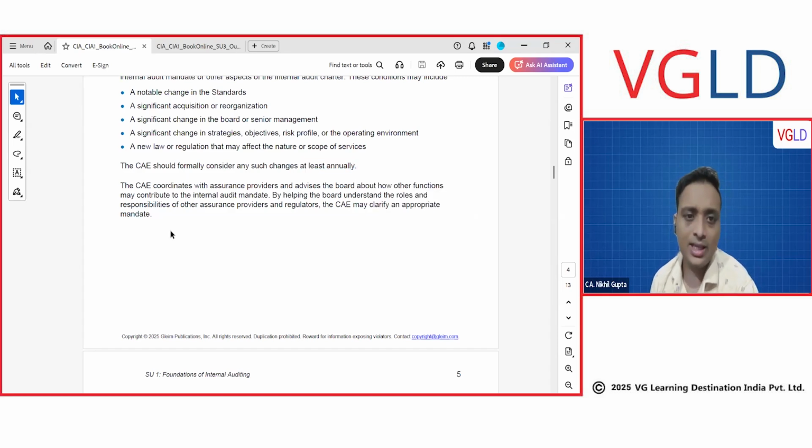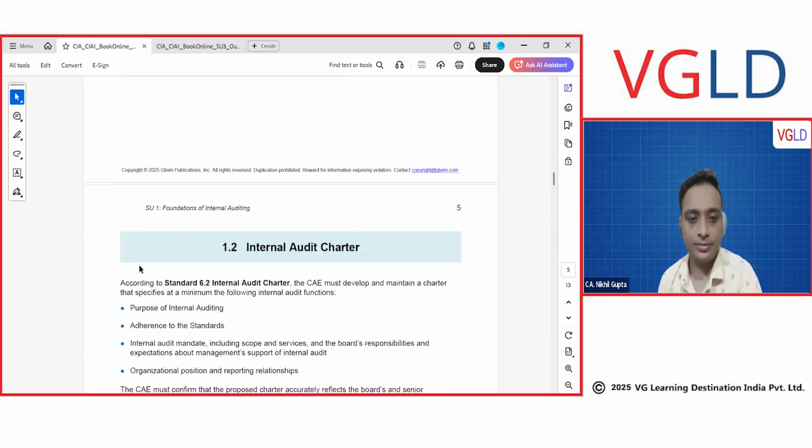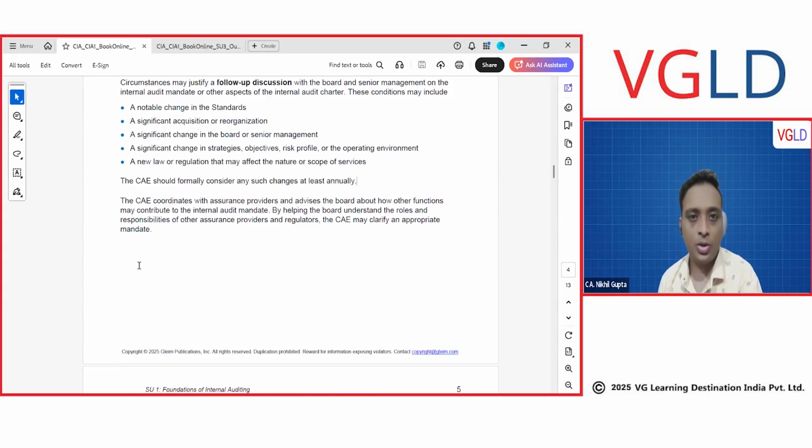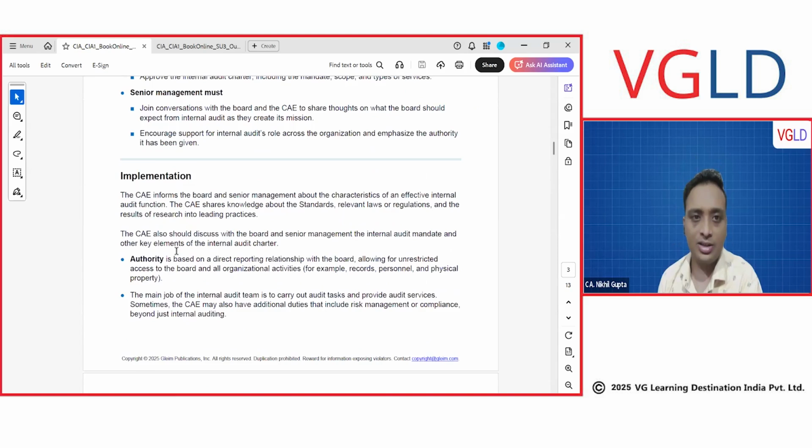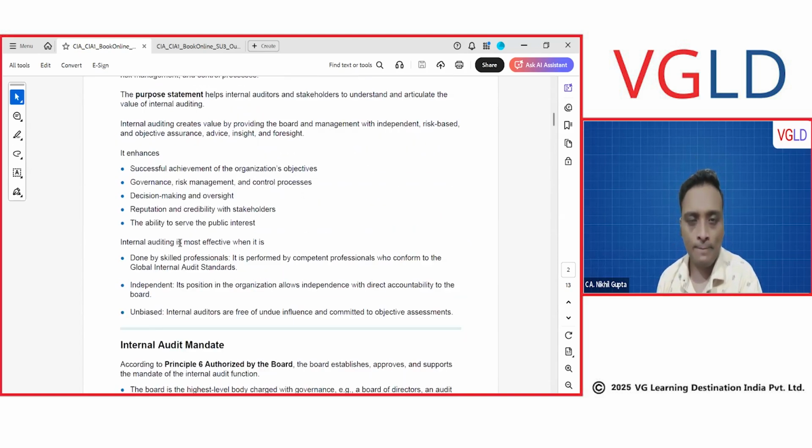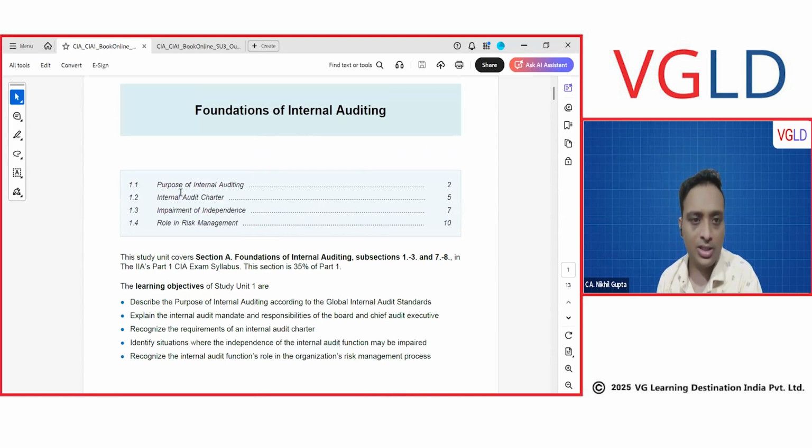Now, the next point is that the CAE coordinates with assurance providers and advises the board about how other functions may contribute to the internal audit mandate. By helping the board understand the roles and responsibilities of other assurance providers and regulators, the CAE may clarify an appropriate mandate. So this is all about your CAE and the purpose of internal audit. Now we will move to the internal audit charter.